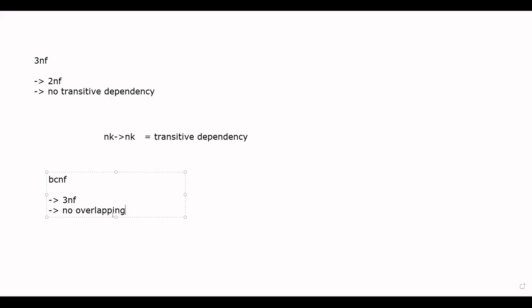Now, no overlapping means the remaining one. That means NK to PK or PK to NK should not be present. Okay, this should not be present. Then only it is in BCNF.